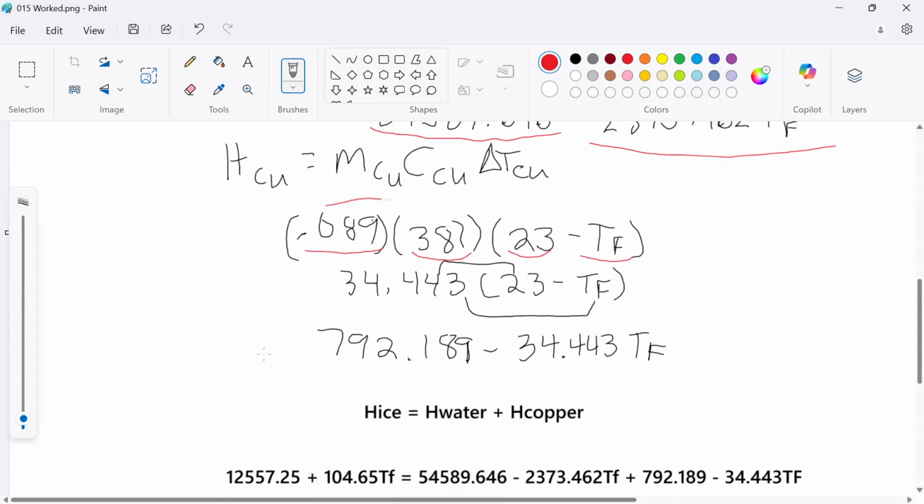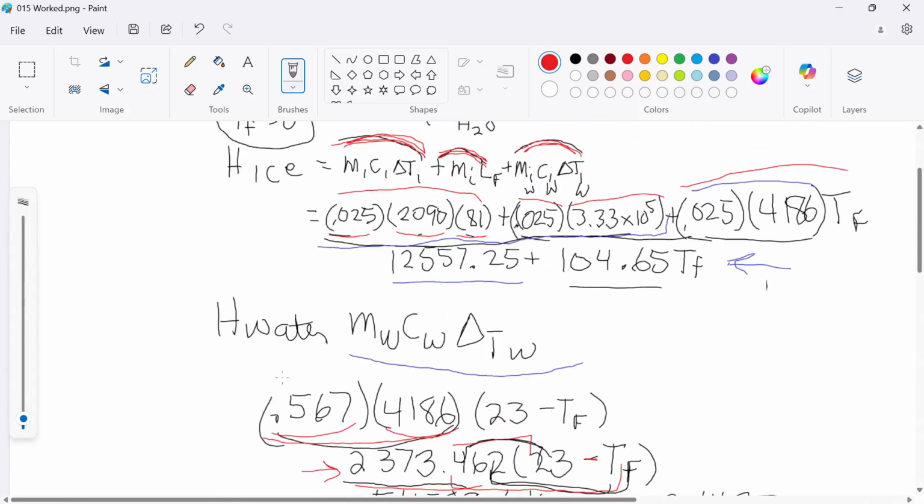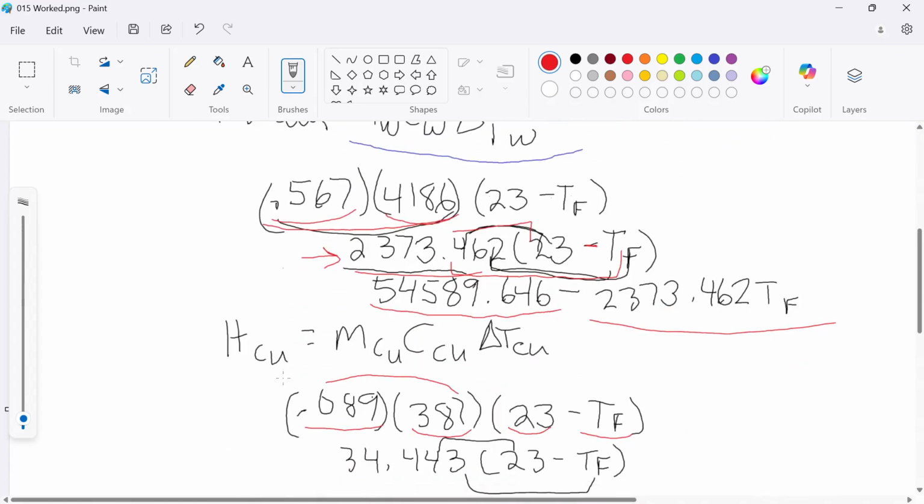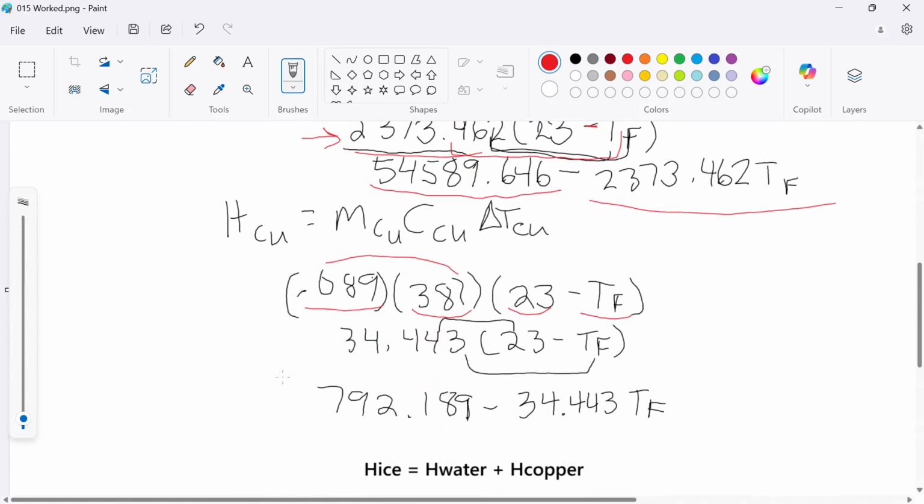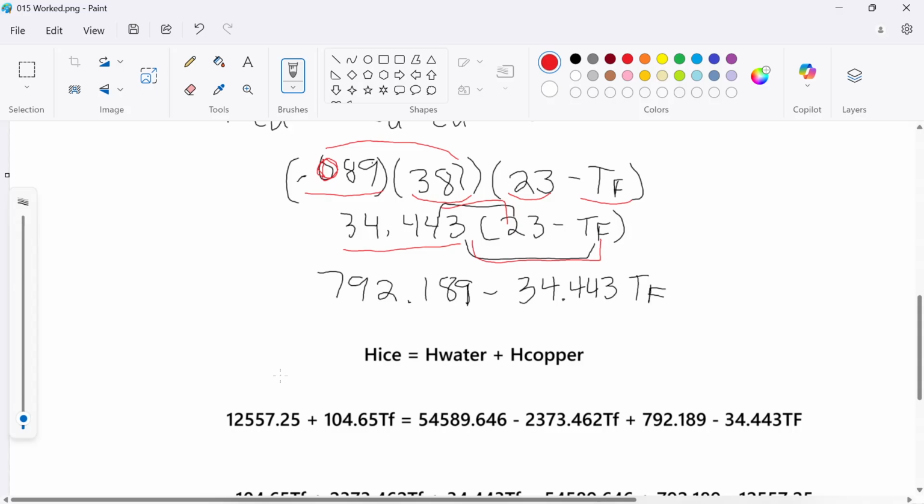I multiply these two numbers together, 0.089 times 387, which comes out to 34.443. And now I have to distribute that. Multiplied by 23, multiplied by T final. 792.189 minus 34.443 T final. So now, again, remind you of the formula.